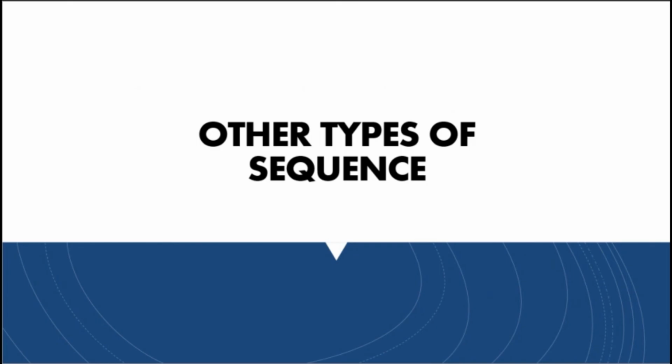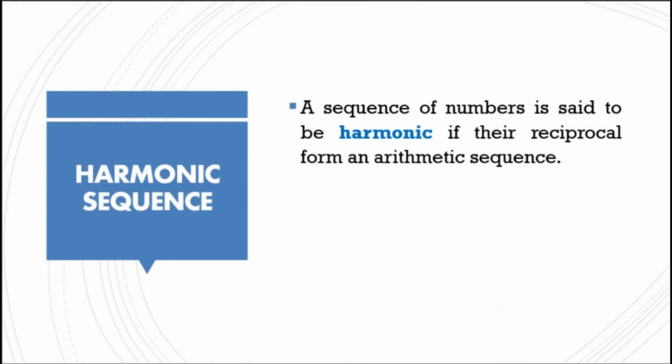Now, let us talk about the other types of sequence. Aside from arithmetic and geometric sequence, we also have the harmonic and Fibonacci sequence. We begin with the harmonic sequence. What is a harmonic sequence? Well, a sequence of numbers is said to be harmonic if their reciprocals form an arithmetic sequence. For example, 1/3, 1/6, 1/9, and 1/12. This sequence will be considered harmonic if their reciprocals form an arithmetic sequence.